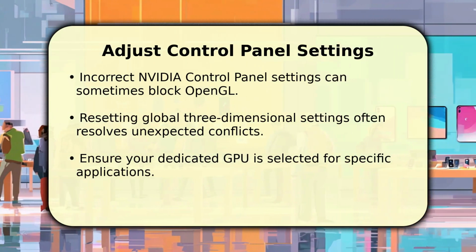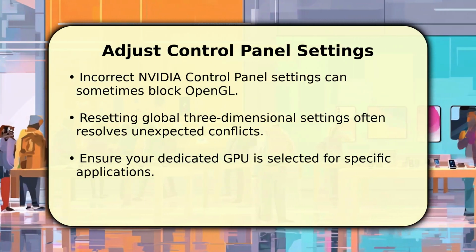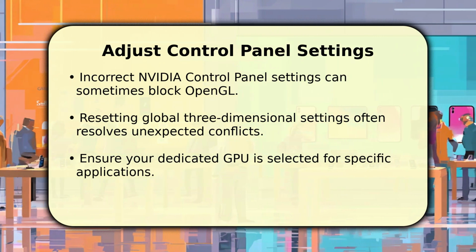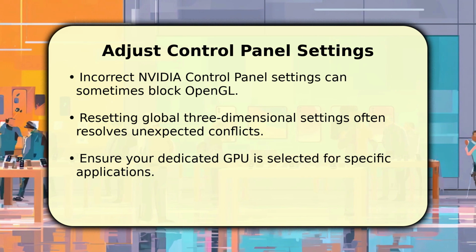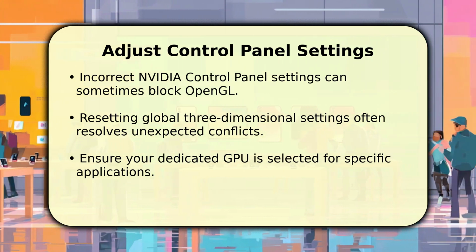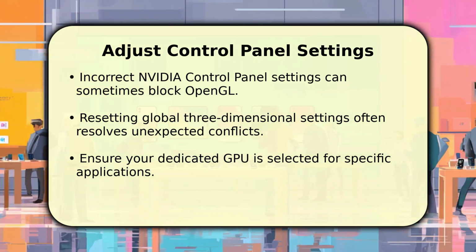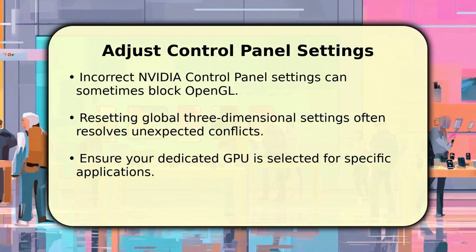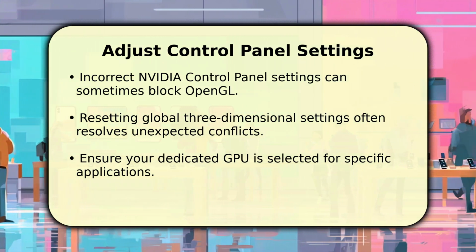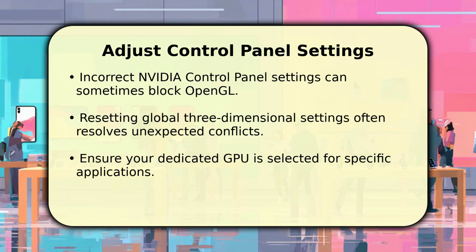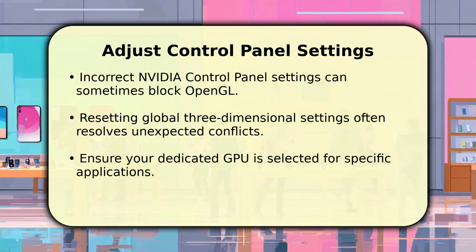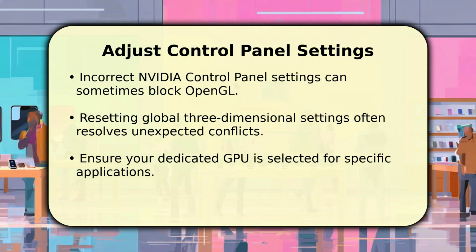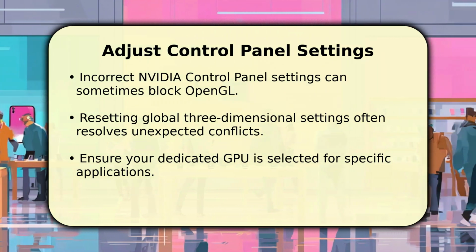Sometimes, the NVIDIA control panel settings themselves can inadvertently trigger OpenGL issues. A quick and effective fix is to navigate to the Manage 3D Settings section and simply restore the global settings to their defaults. This action clears any custom configurations that might be causing problems for OpenGL applications. Double-check that your dedicated NVIDIA GPU is correctly selected for the programs experiencing the error, providing them with the necessary power.